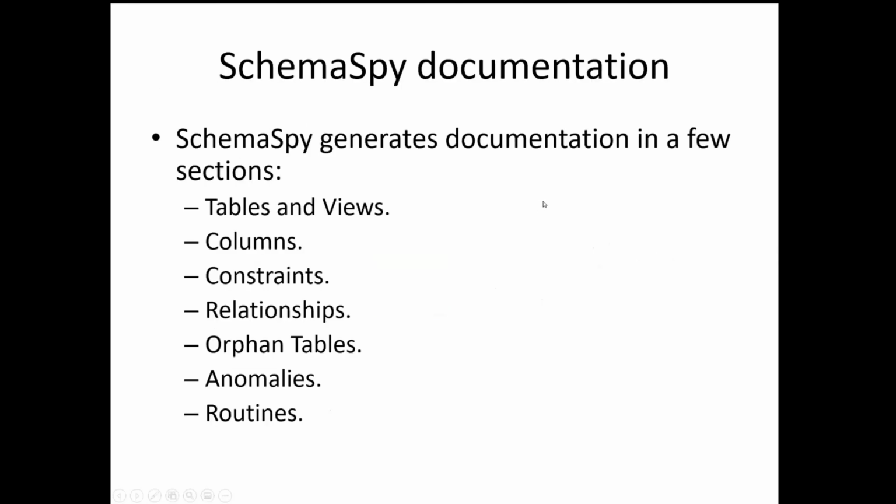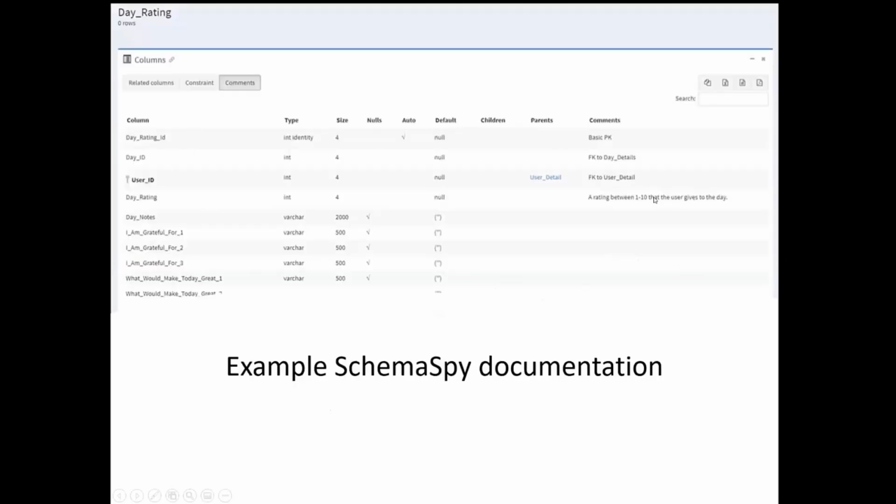So Schema Spy works with a few sections. You've got tables and views, columns, constraints, relationships, orphan tables, anomalies, and routines. So those are the different pages it can generate things for. Like I was saying, there's an example of some documentation with a day rating. So you've got your column, you've got your type, size, whether it can be null or not, which is marked by a check, and then a default.